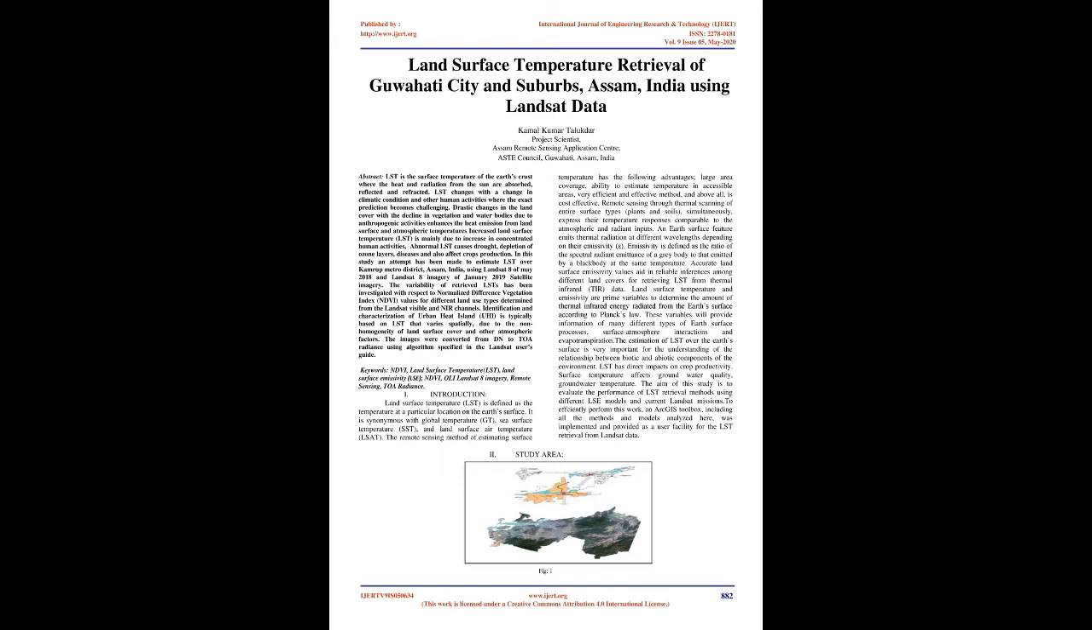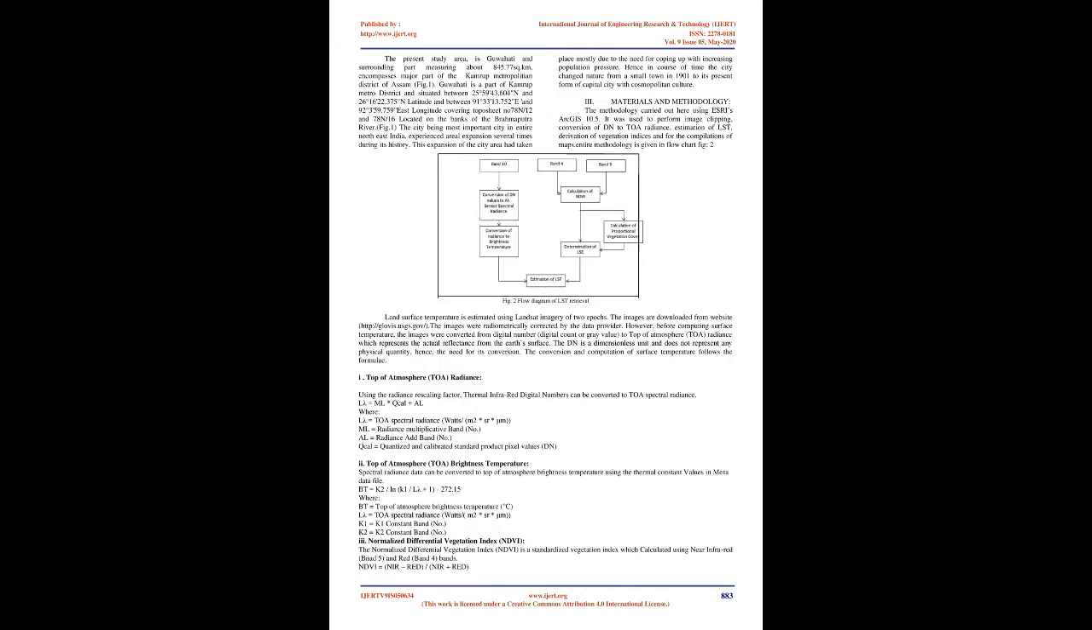The remote sensing method of estimating surface temperature has the following advantages: large area coverage, ability to estimate temperature in inaccessible areas, very efficient and effective method, and above all, is cost-effective. Remote sensing through thermal scanning of entire surface types, plants and soils, simultaneously, express their temperature responses comparable to the atmospheric and radiant inputs. An Earth surface feature emits thermal radiation at different wavelengths depending on their emissivity, E.